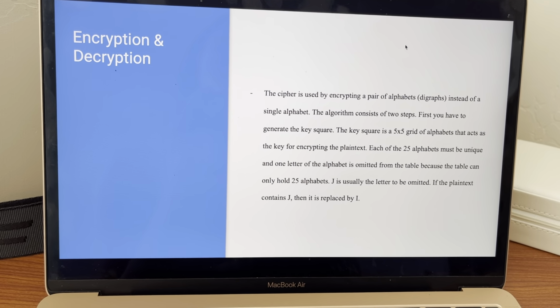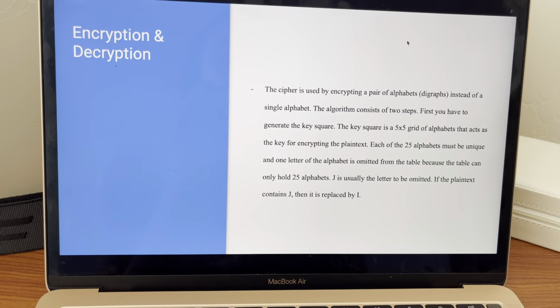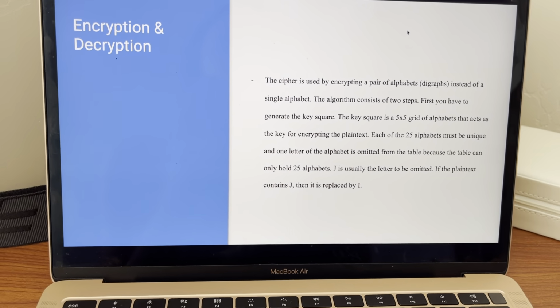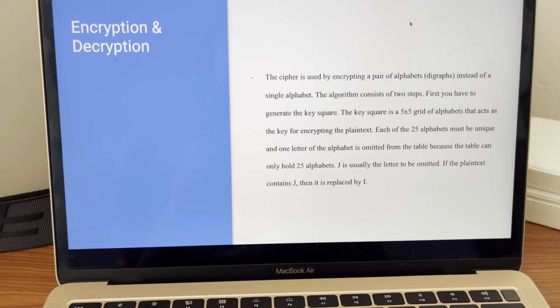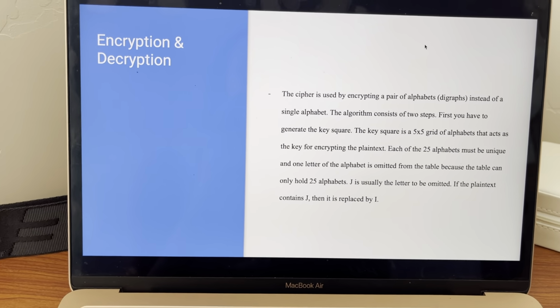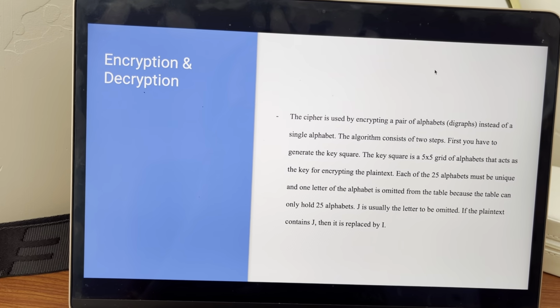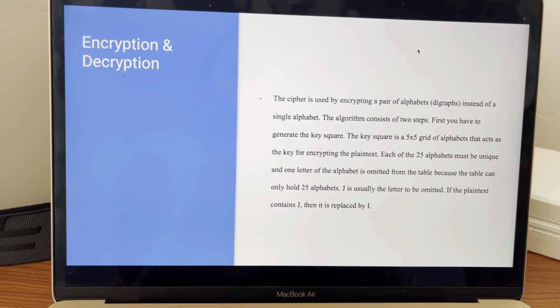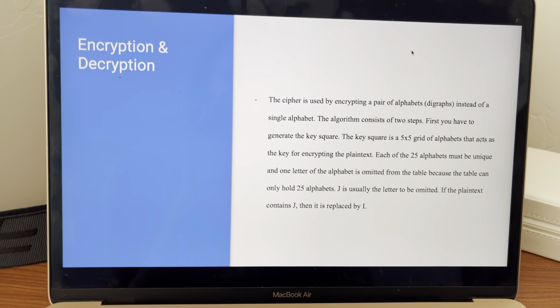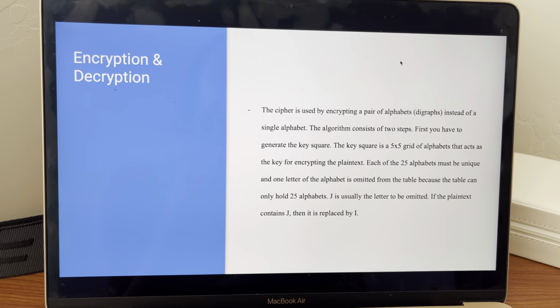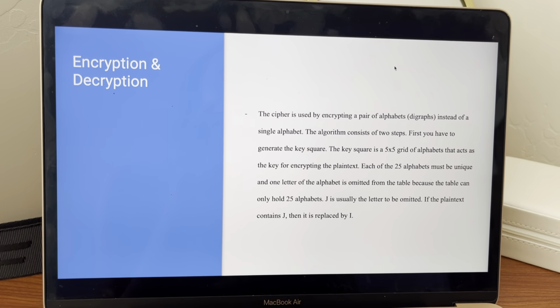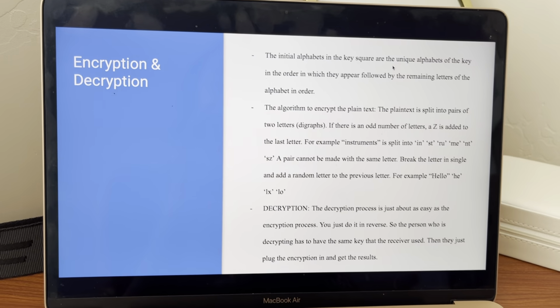So the algorithm consists of 2 steps. First, you create your key square, which you will use to encrypt and decrypt, and it's a 5x5 grid of letters. So obviously the alphabet has 26 letters, so you have to take one out, and generally it's usually the letter J. However, if whatever word you're using includes that letter, then you replace it with I.